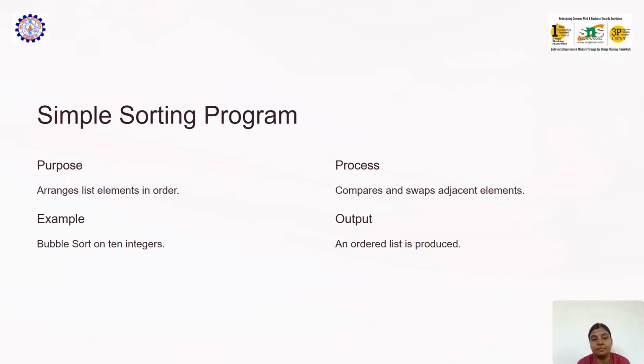Simple sorting program. The purpose is to arrange list elements in order. Example: bubble sort on 10 integers. The process compares and swaps adjacent elements. Output: an ordered list is produced.